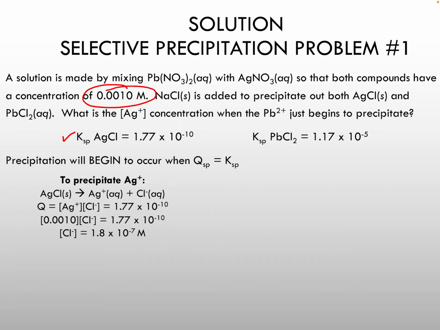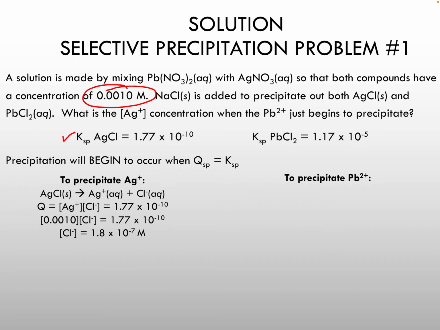So that's a really small concentration. So this is just even a teeny tiny bit of chloride will cause the silver chloride to come crashing out of solution, right? 1.8 times 10 to the minus 7 molar, right? We've never worked with anything that small. So this shows us that silver chloride is very insoluble.